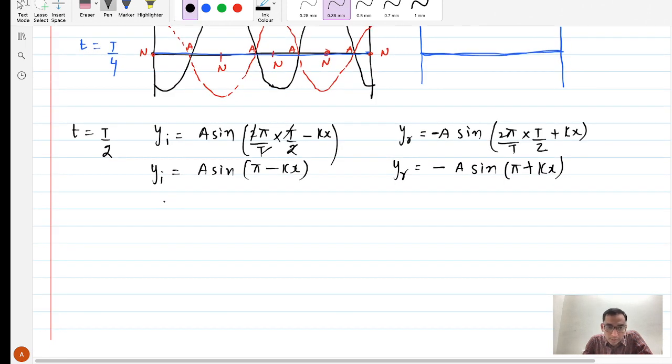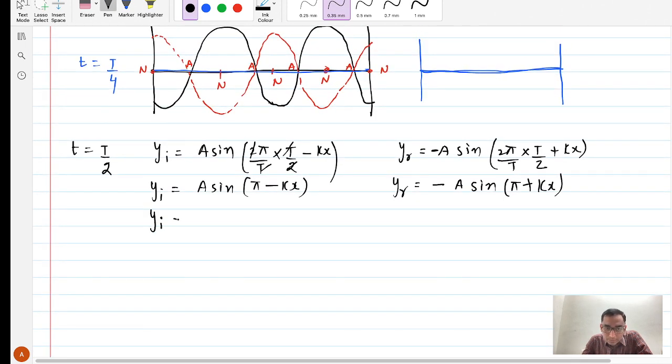So what's going to happen here? The incident wave is A sine pi minus kx, which is in the second quadrant, and in the second quadrant sine is positive and the sine remains sine function when we have pi. So like this. The reflected wave equation is minus A sine pi plus theta, which is in the third quadrant, sine is negative, so this minus becomes plus. So you can see that constructive interference is going to happen.